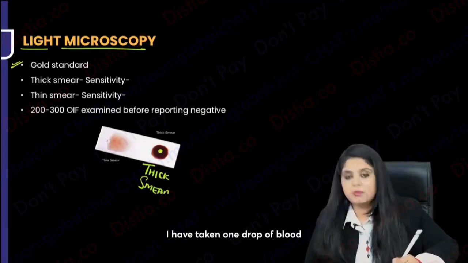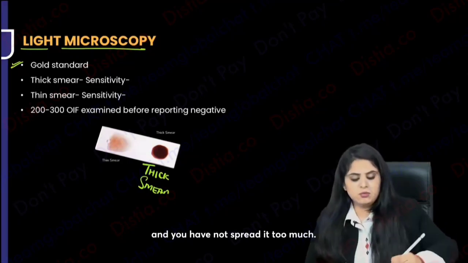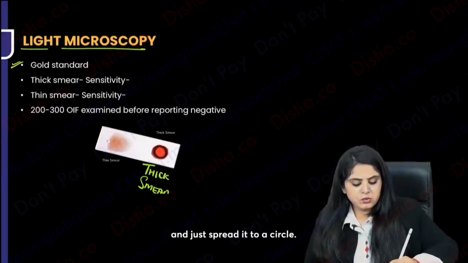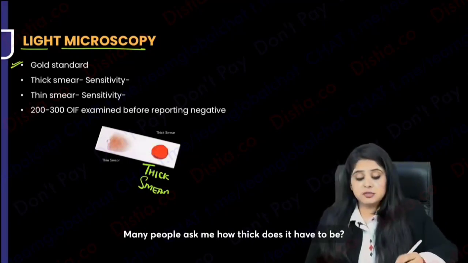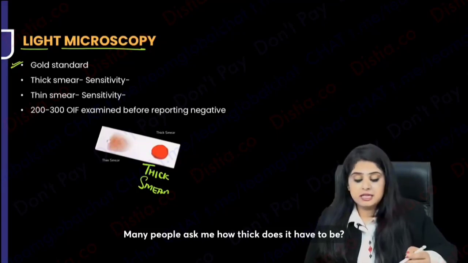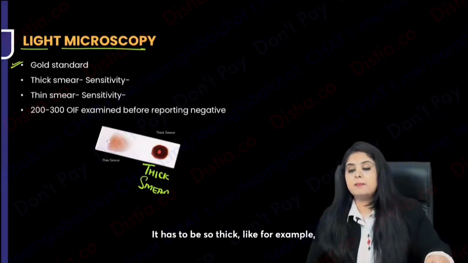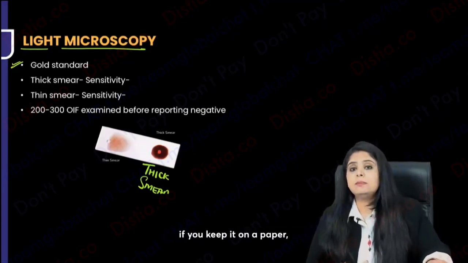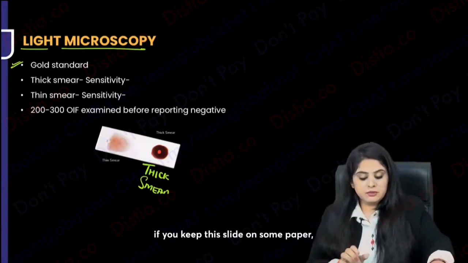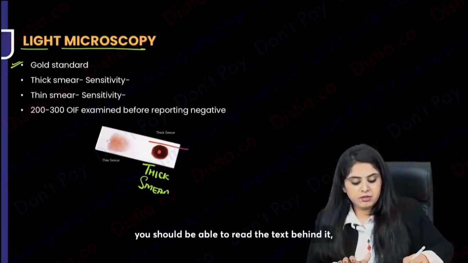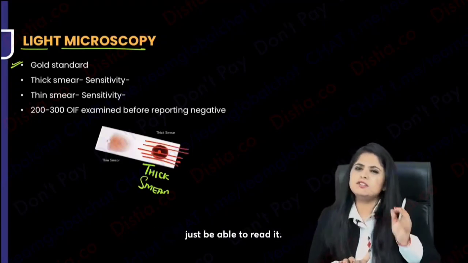I've taken one drop of blood and you've not spread it too much. You took one drop of blood and just spread it to a circle. Many people ask me, how thick does it have to be? It has to be so thick that if you keep this slide on some paper, you should be able to read the text behind it, just be able to read it.